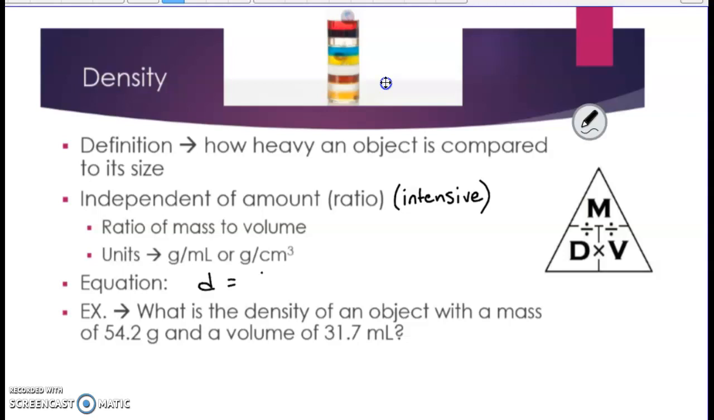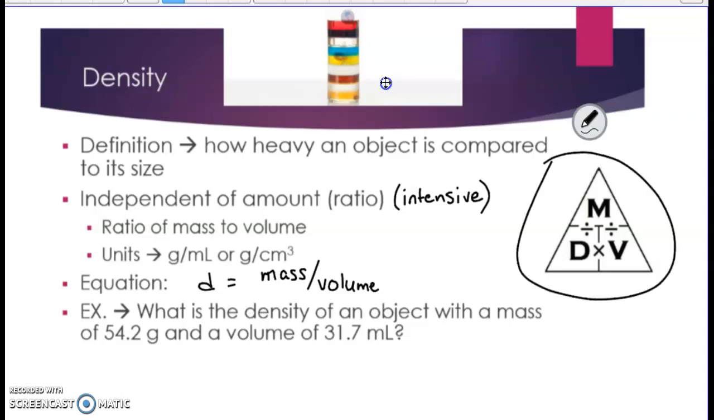Density equals mass divided by volume. Over here we have a triangle. Instead of having to do algebra, you can use the magic triangle. You will need to memorize the equation or the triangle for the upcoming test.